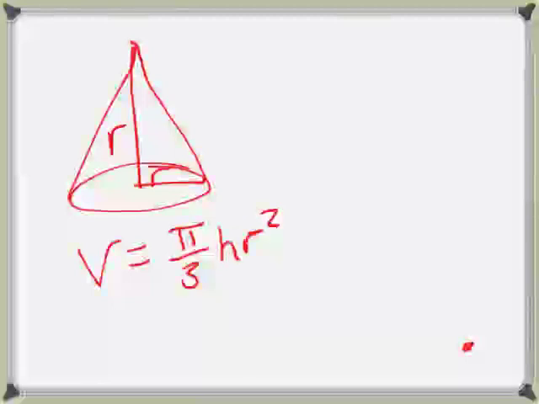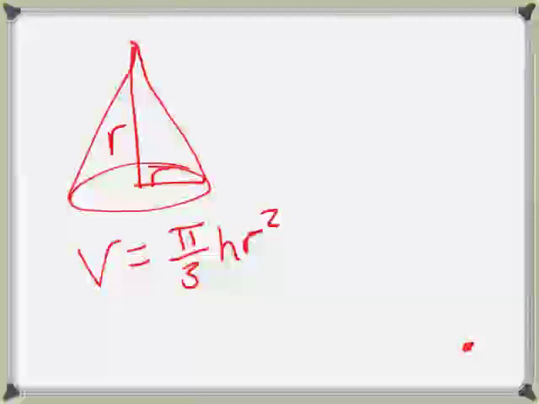Okay, so 1/3 pi r squared h is a normal way to write a volume equation, or pi over 3 radius squared times height. Pi r squared is the area of the circle times height. And then when we bring it to a point, instead of bringing it straight up like a cylinder, that cuts the volume down to 1/3.